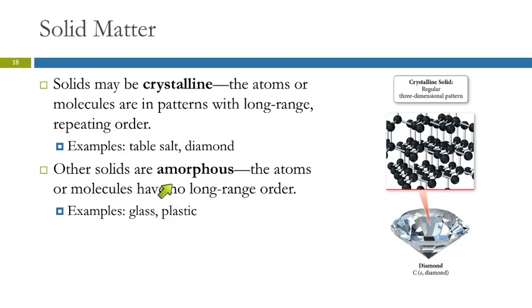The other category is amorphous. This prefix A means without. So amorphous means without shape. There's no long-range order. An example of that would be glass or plastic. The particles are not arranged in a nice, orderly way like they are in a crystalline solid.